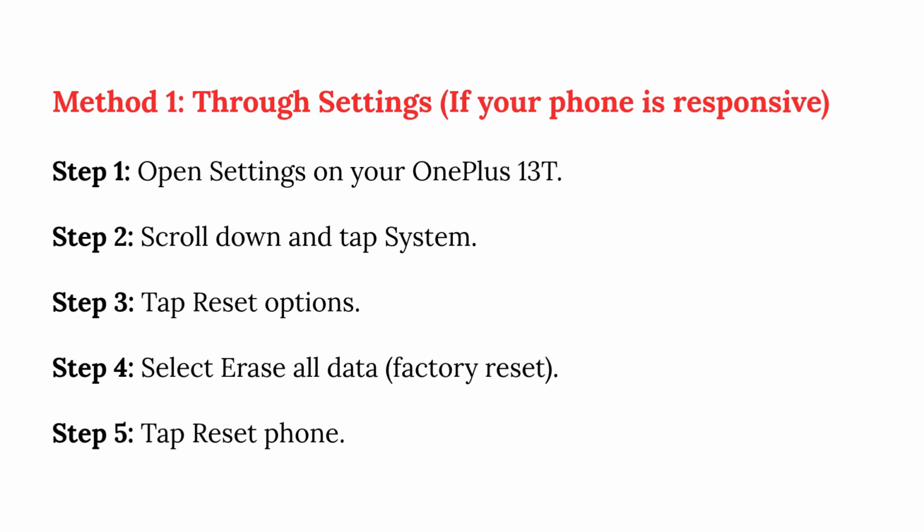Step 1. Open Settings on your OnePlus 13T. Step 2. Scroll down and tap System. Step 3. Tap Reset Options. Step 4. Select Erase All Data, Factory Reset.